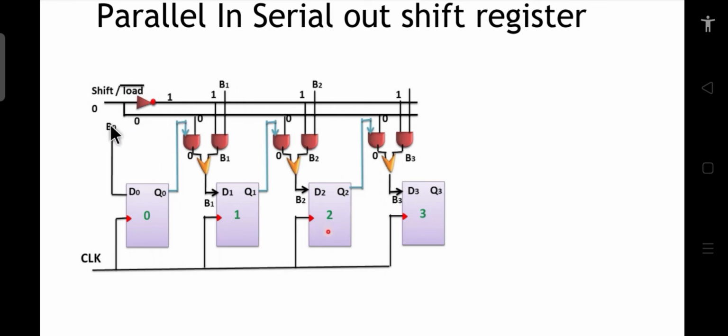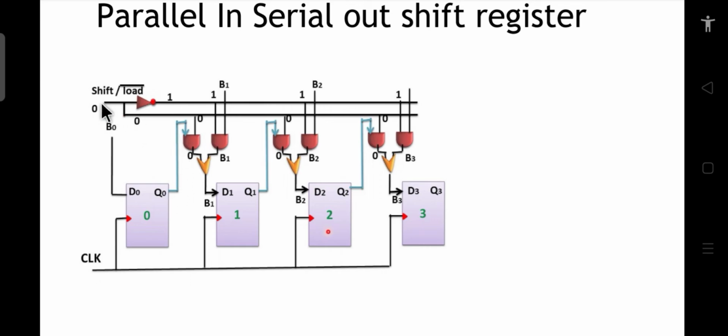On the first flip flop, we don't have to connect it to this particular thing because we are directly feeding B0. Whereas for the other flip flops, we have used this arrangement. Why are we using these gates? Because we have to move the data in serial fashion, so the output should come in serial form. That is why we have connected this gate to the output of the first flip flop.